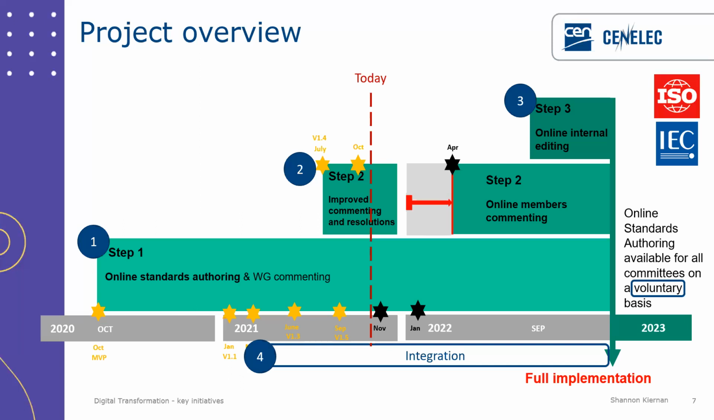The idea is that by the end of this project, so that's the start of 2023, it will be available for all committees. Now, this was originally an ISO diagram that I've modified slightly. And in the ISO diagram, they've said the word voluntary. So committees can choose whether to use it. At SEN and Senelec, we believe that this will become mandatory at some point, but we don't know exactly when yet. So at 2023, it will be voluntary most likely, but at some point it will become essential for all of the drafting bodies.